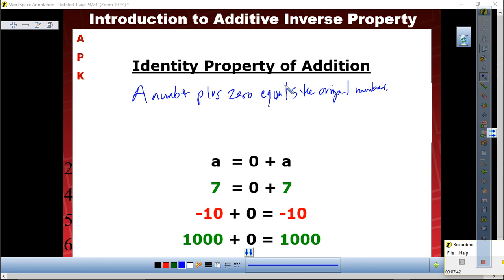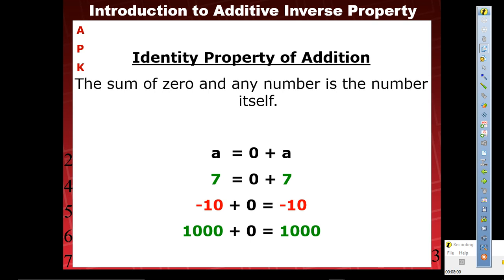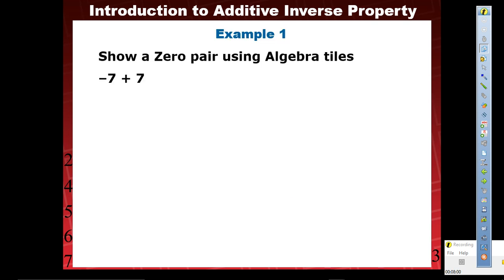So I want you to turn your Cornell note over to the back, and we're going to get started with example 1. Copy this example 1 at the top left. Example 1, and it says, show a zero pair using algebra tiles. And they give us the sample -7 plus 7. Copy that.